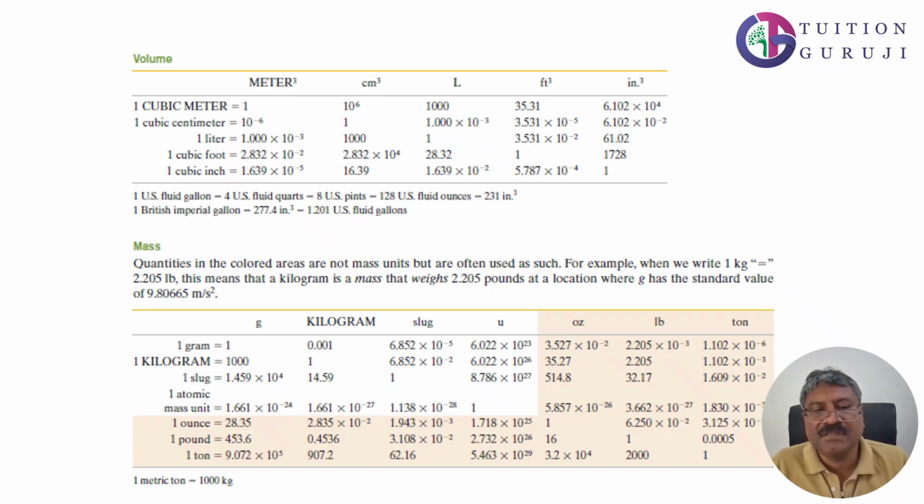Similarly, when you come to conversion factors for volume and mass, 1 cubic meter is equal to 10 raised to 6 centimeter cube, and 1 liter is equal to 1000 centimeter cube. Similarly, for mass, 1 gram is equal to 1 by thousandth of a kilogram, and 1 AMU is equal to 1.661 into 10 raised to minus 27 kilogram. So these are some conversion factors. It contains some other factors also. Please note it down so that it can be used in the later stages.